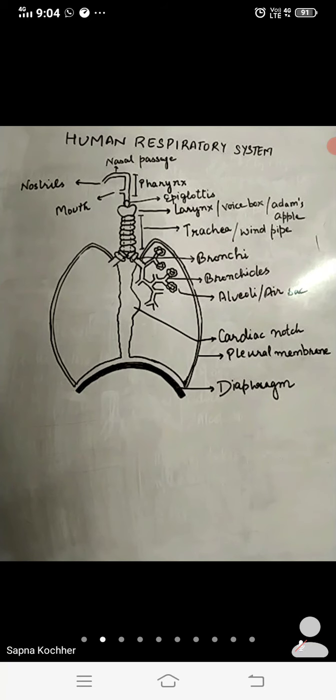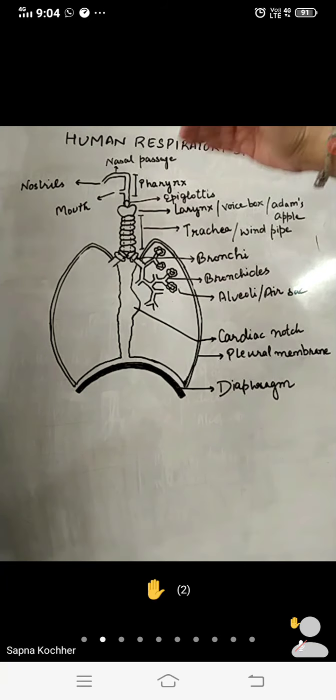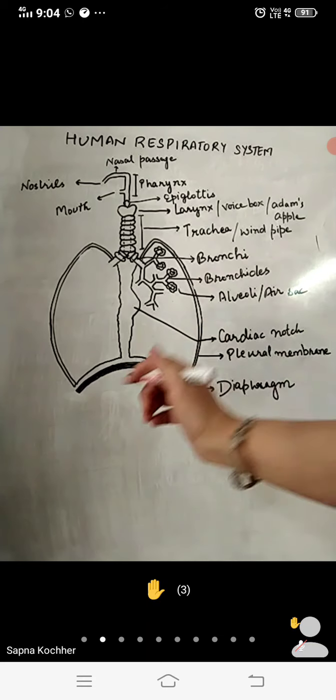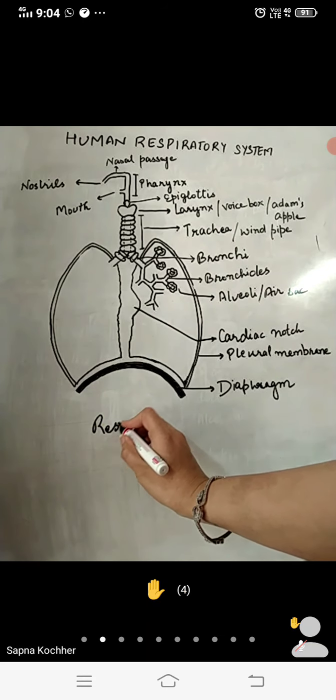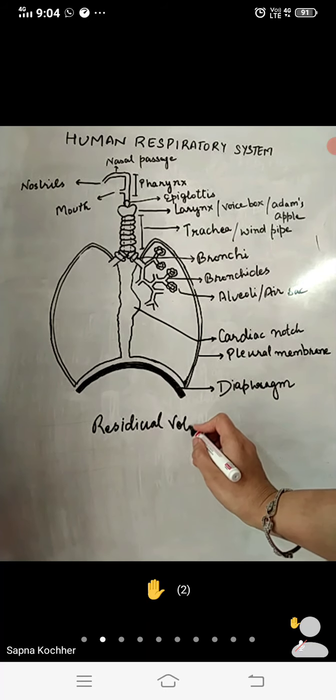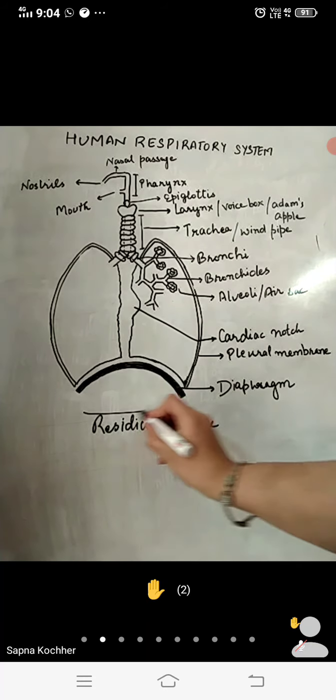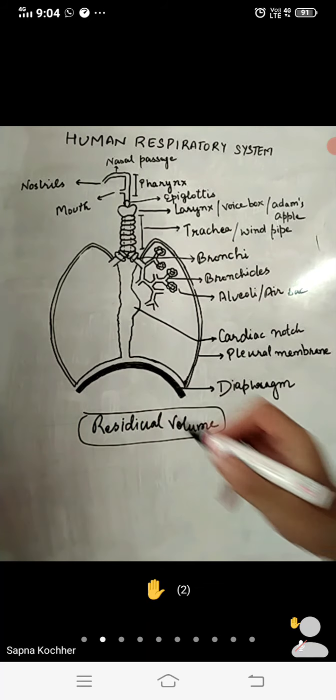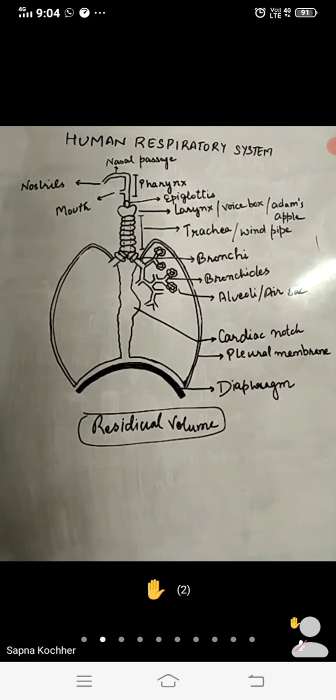Clear? Now there is one last question which is again related to this human respiratory system. That is, what is residual volume and what is its significance?